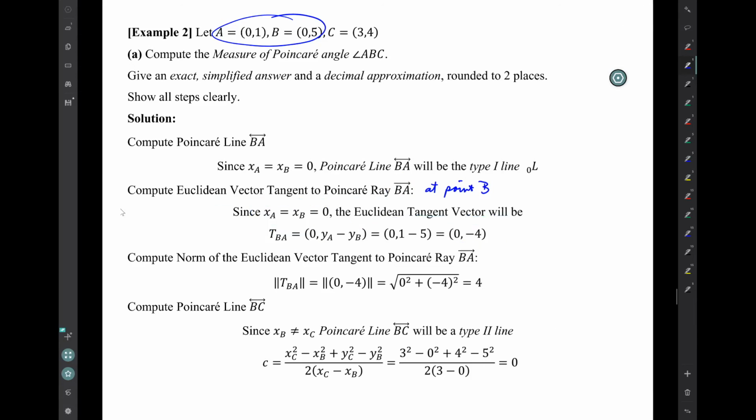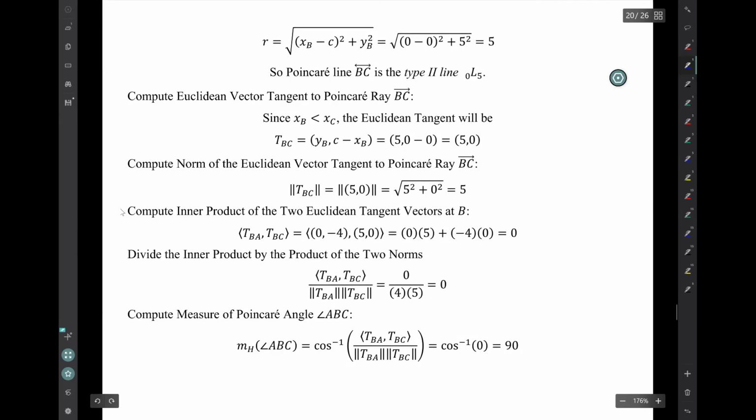Now I compute the norm of that tangent vector. The norm is obtained by squaring the x-coordinate and the y-coordinate, adding them together, and taking the square root, and I get the result of 4. So I've done a bunch of work to get that part and that part, which I'm going to use when I build this expression. I'm also going to need this part and this part.